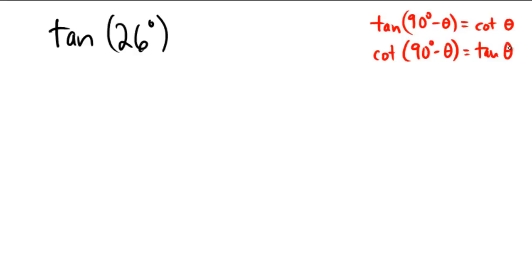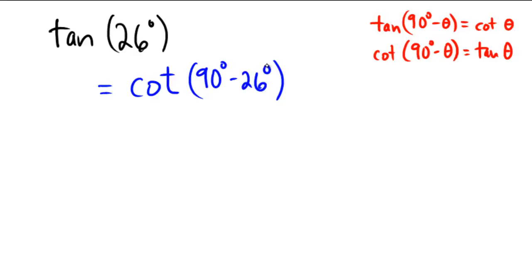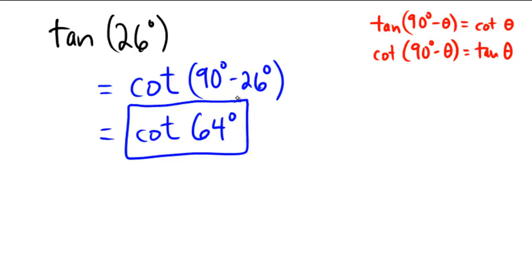particular theta. So for this problem, we have a tangent of 26 degrees, so with the cofunction identity, we're going to change this into a cotangent. We wish to find the complement of 26 degrees, so we need to go 90 minus 26. So what is that? Let's see, 90 minus 20 is 70, so minus 6 more would be 64 degrees. So we should be getting the cotangent of 64 degrees to be identical to the tangent of 26 degrees.